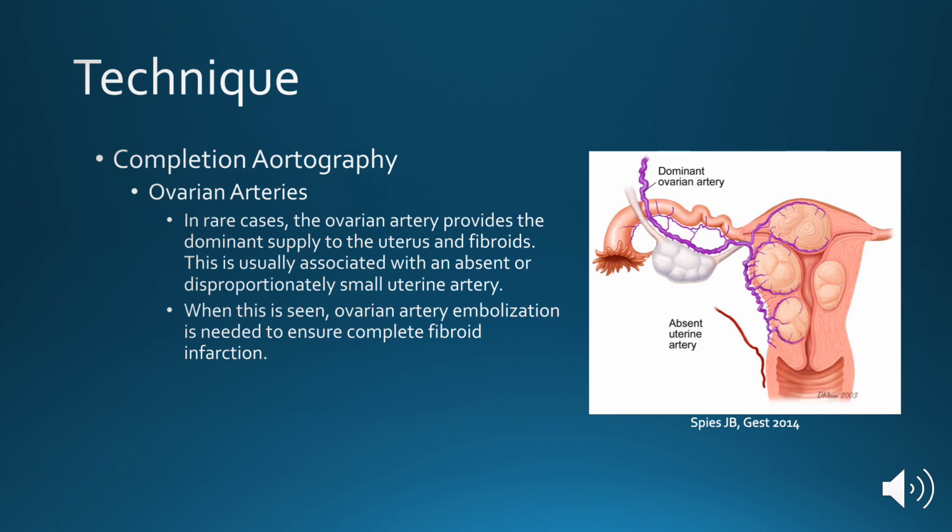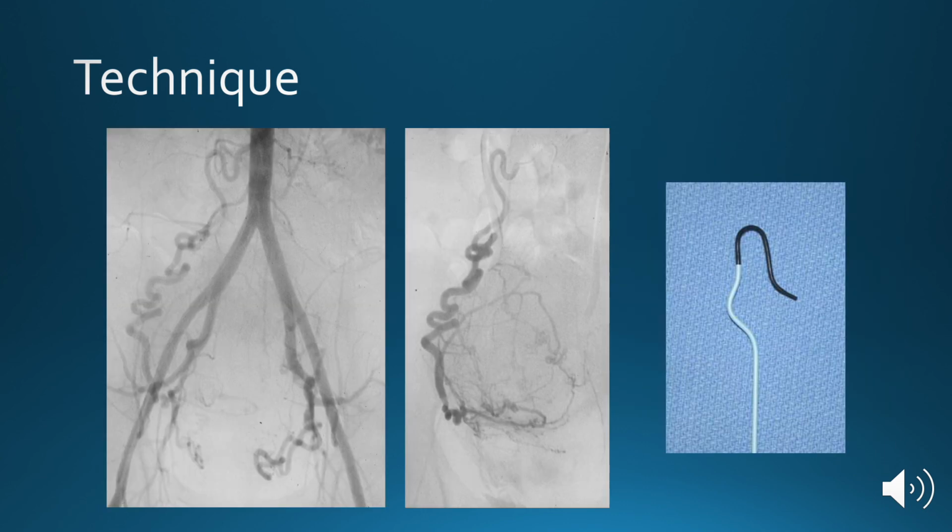And here's just a nice case showing what I mean here. You can see the left uterine artery is markedly larger than the right uterine artery, and in fact there is a right ovarian artery which is a dominant source of supply to the fibroid. When we do ultimately choose to embolize this vessel, I show a picture here of a Michelson catheter, which is a great catheter to use to select the ovarian artery or any small artery arising directly from the aorta.